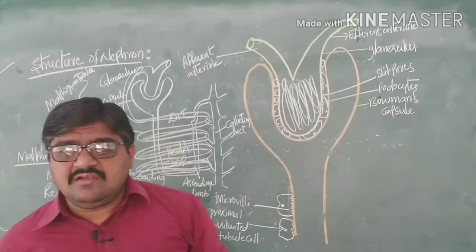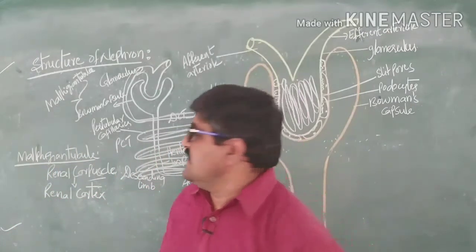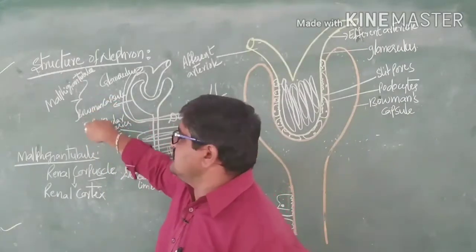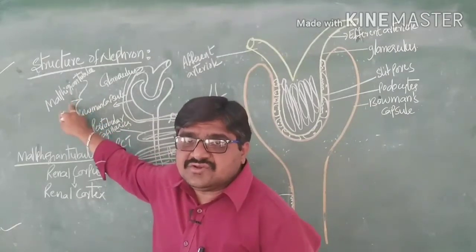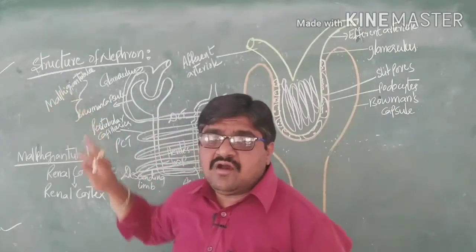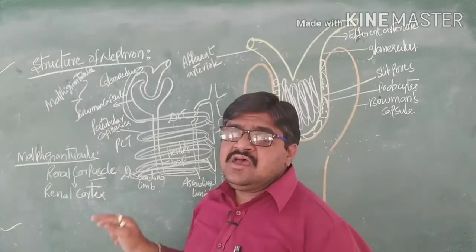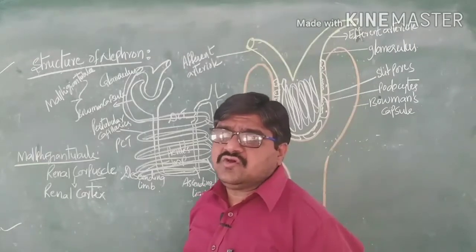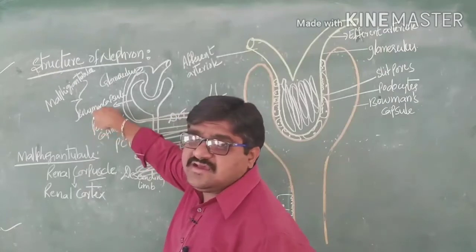So what is the Malpighian tubule? It is a combination of the glomerulus as well as the Bowman's capsule. Why is it called Malpighian? It was introduced by Marcello Malpighi, so instead of his name we can call that the Malpighian tubule. So here we have the glomerulus as well as the Bowman's capsule.